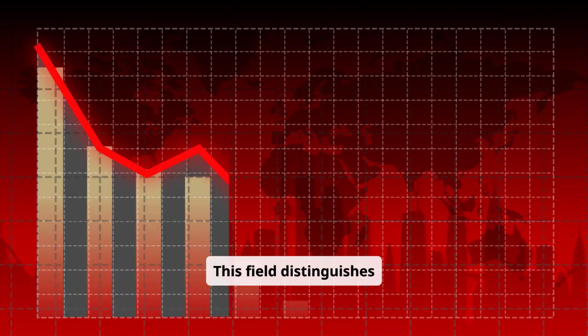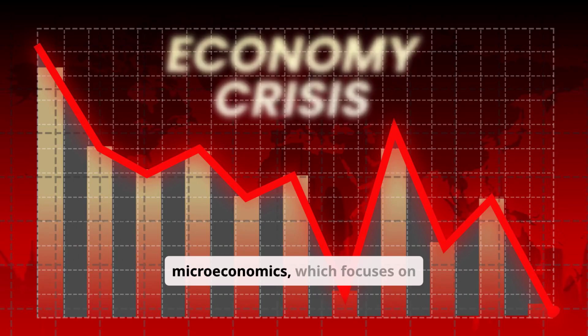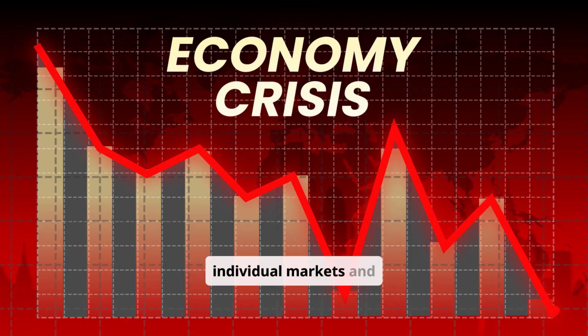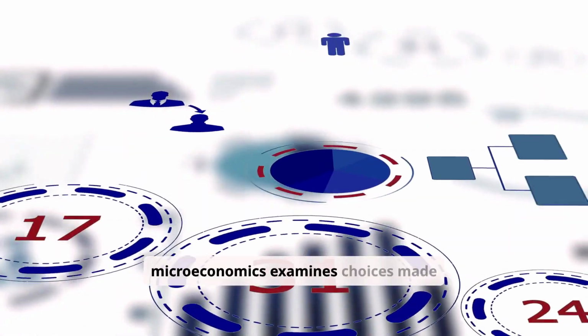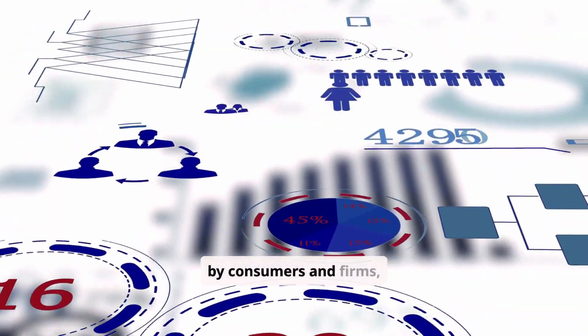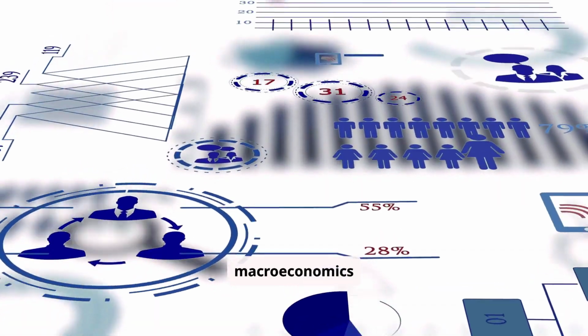This field distinguishes itself from microeconomics, which focuses on individual markets and decision-making units. While microeconomics examines choices made by consumers and firms, macroeconomics looks at the bigger picture.